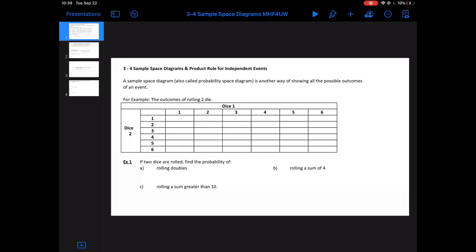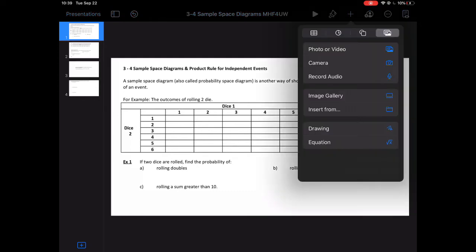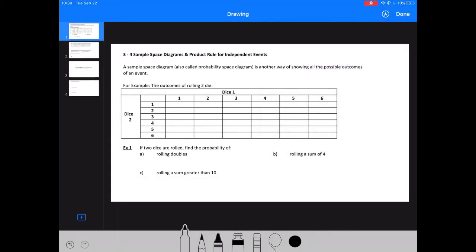This video goes over sample space diagrams, which is just another way to organize the outcomes of an experiment, different than a Venn diagram. A sample space diagram, which is also called a probability space diagram, is just another way of showing all the possible outcomes of an event. You can list all the probabilities as long as there aren't too many.